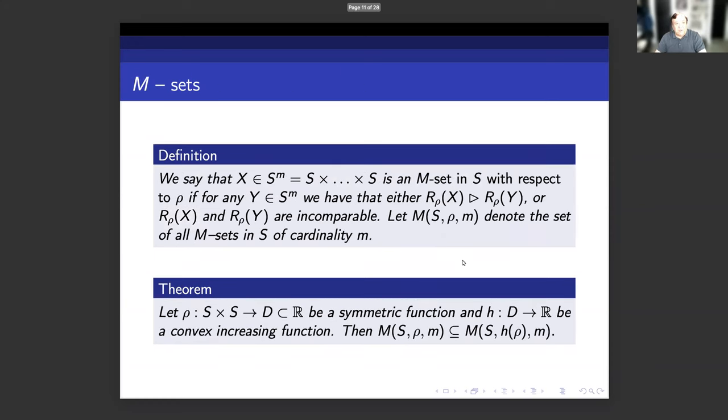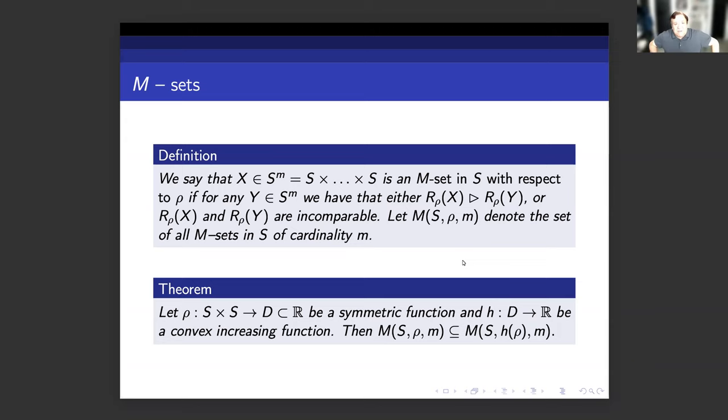We know how they're related to these numbers. So now we can consider, okay, what do we have here? We have only rho, right? We have S and rho, nothing more, right? Because we can consider in some sense extreme sets. What set is extreme? Here we have a definition.